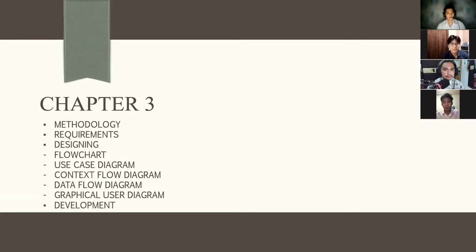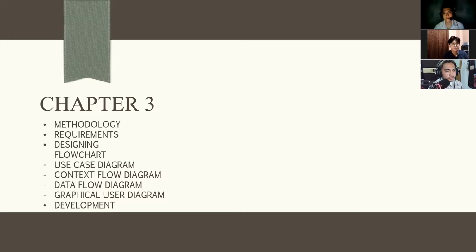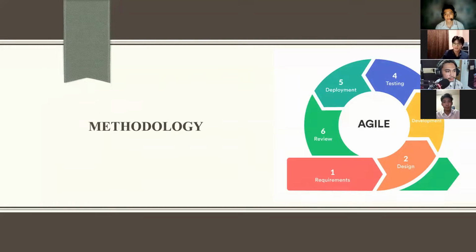And chapter 3. Chapter 3 focuses on methodology, requirements, designing, flowchart, use case diagram, context flow diagram, data flow diagram, graphical user interface, and development. Next. So methodology, we use agile development to develop our online shopping system. The system undergoes 6 phases, which are the requirements, design, development, testing, deployment, and review.